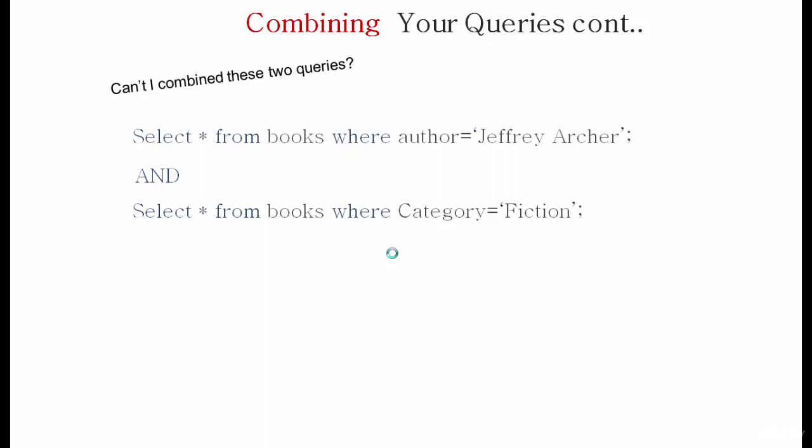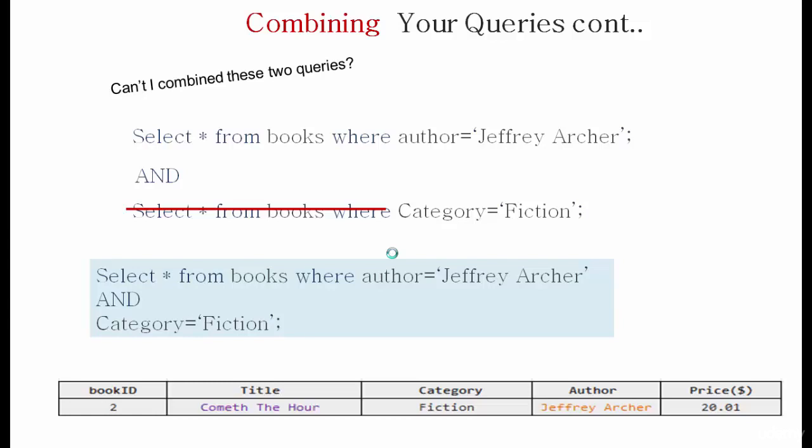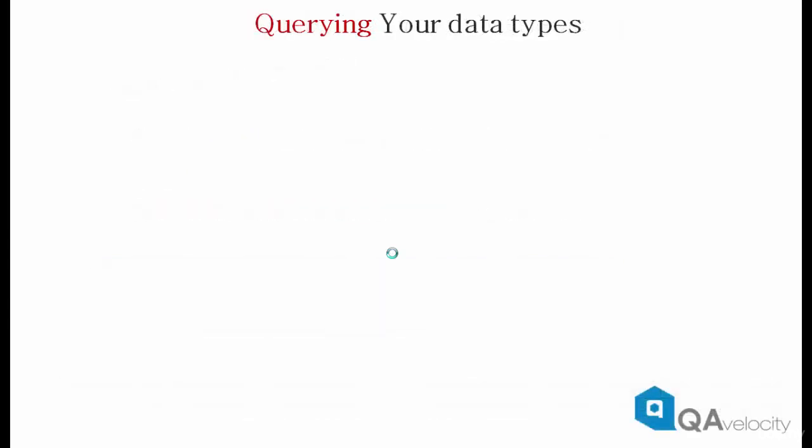So to overcome the issue, we can combine these two queries using the AND statement. We need to delete the complete statement of the second query except the condition. So the final query would be select star from books where author equal to Jeffrey Archer and category equal to fiction. And the result would be the fiction novels written by Jeffrey Archer.